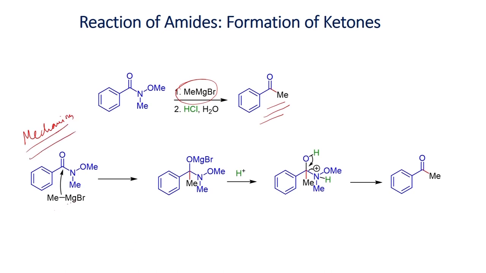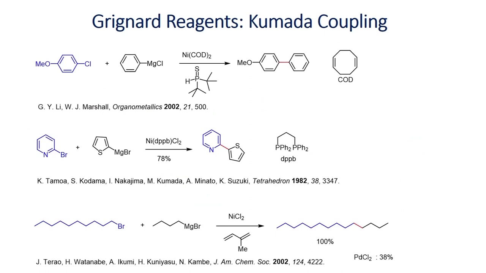So, addition reaction of this methyl magnesium bromide to this carbonyl group can give this intermediate, which can be converted into ketone as shown here. When you do the acid workup, you protonate this. Once we have this one, this can lose this methoxymethylamine, and you can get the ketone as the product. So, these are some of the common reactions we have seen.